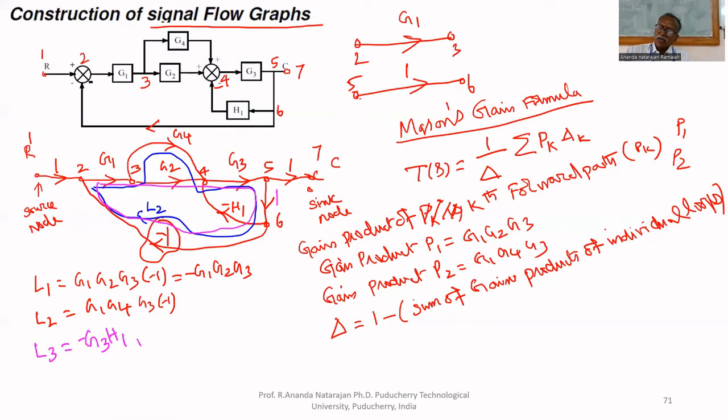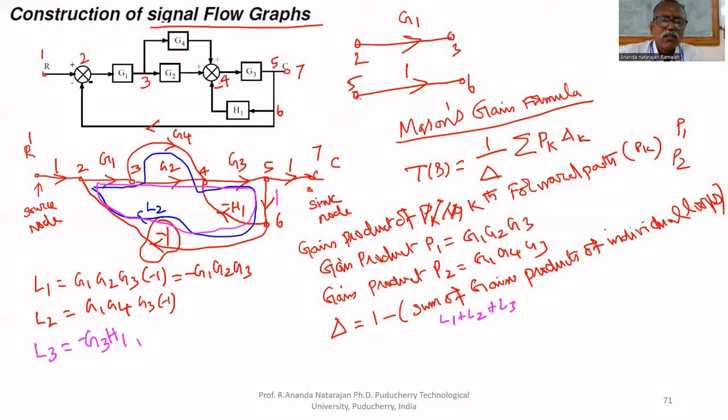L1, L2, L3 were. Delta equal to what? 1 minus sum of gain products of individual loops. That is nothing but L1 plus L2 plus L3. L1 is gain product of an individual loop. L2 is gain product of another individual loop. L3 is gain product of another individual loop. This is not a loop. I am traveling this way.